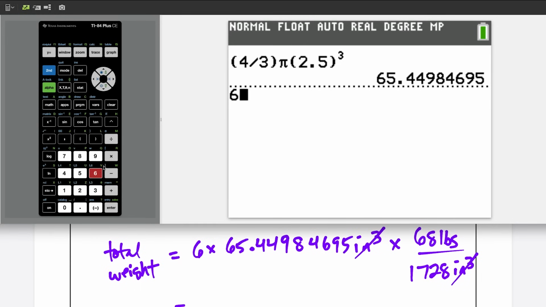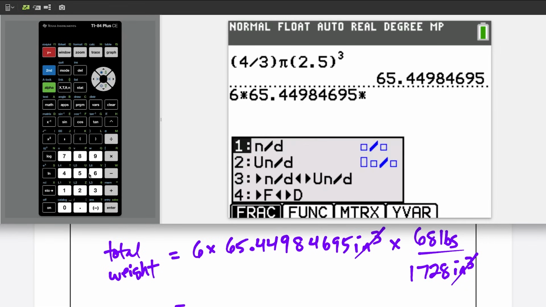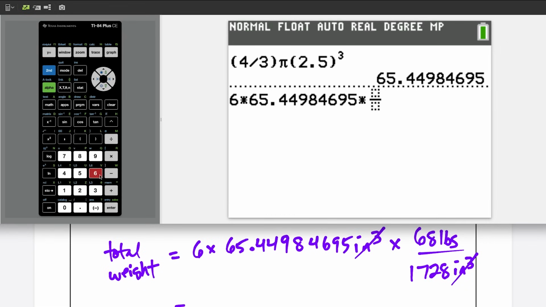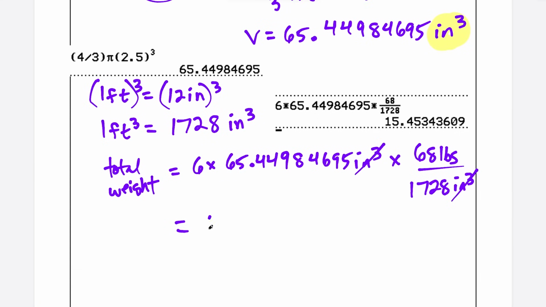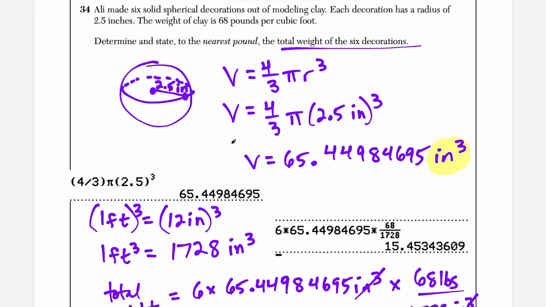So now we multiply. We have 6 times, and I'm going to press the up arrow and press enter to type in what we had from before, and we're multiplying by the fraction 68 over 1,728. Now we press enter, and here's our solution. This works out to 15.4534. I'll stop here, and the units are pounds, but the question told us to round to the nearest pound.